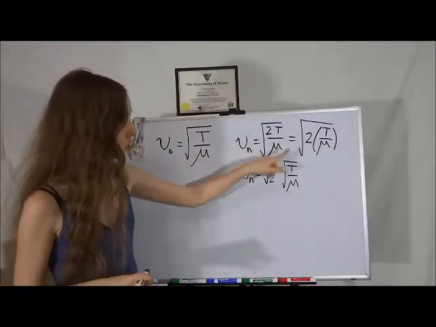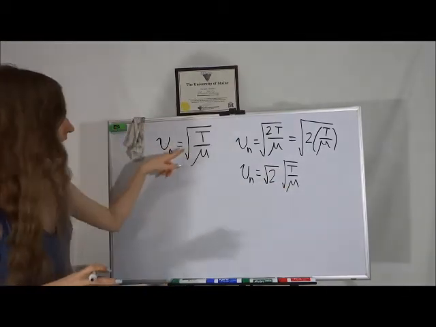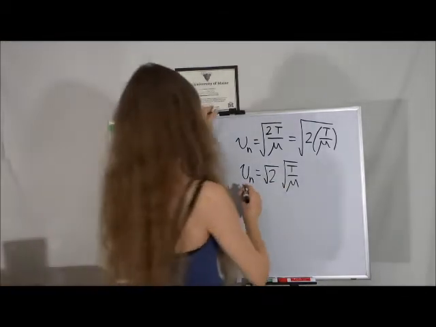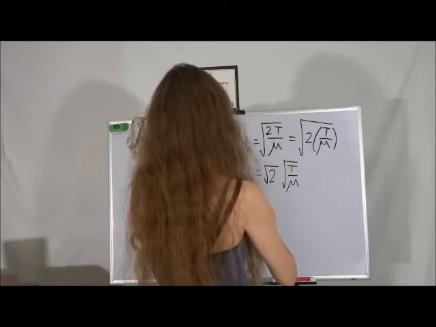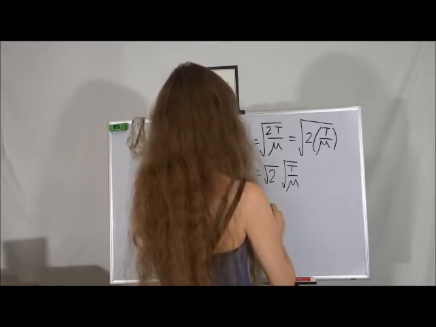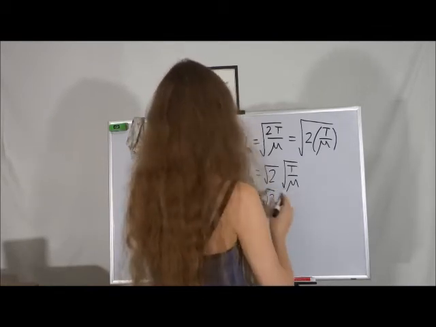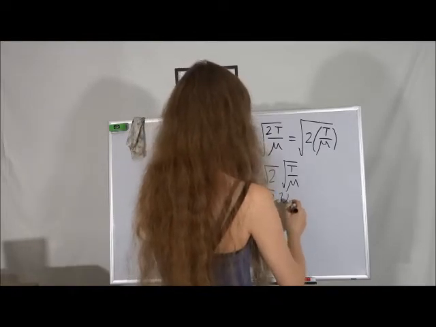Now recognize that this term here, this square root, is the same thing as our original speed, so v sub nu is equal to the square root of 2 times our original speed.